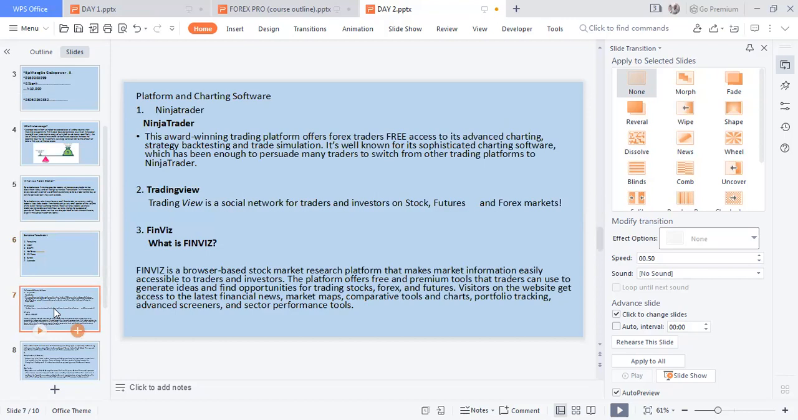Platforms and charting software. We have NinjaTrader, we have TradingView, we have FameVix. The one I use very well is TradingView. And don't worry, in subsequent classes, I'll show you how TradingView works exactly.